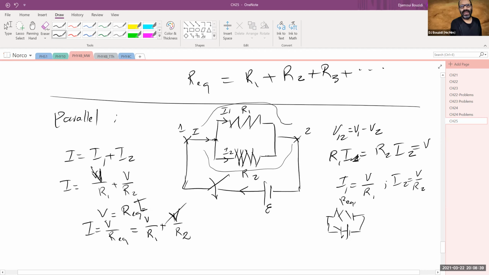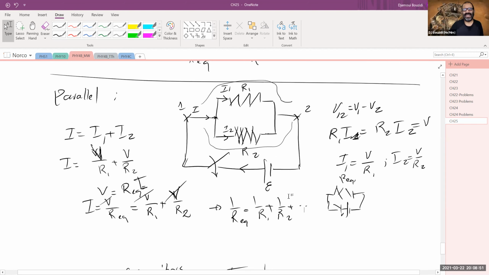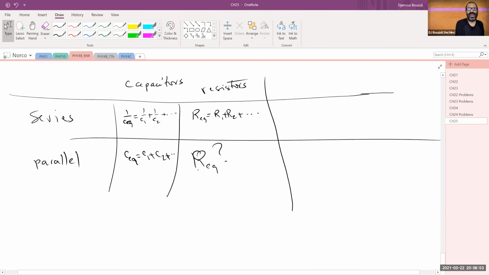And again, cancel the V of the battery, and you will end up with 1 over R equivalent being 1 over R1 plus 1 over R2 plus so on and so forth, if I have a bunch of them. So for the resistor, it's the other way around when they are in parallel. It's 1 over R equivalent being the sum of 1 over R1 plus 1 over R2. The picture has been reversed when we were dealing with the capacitor and the resistor.